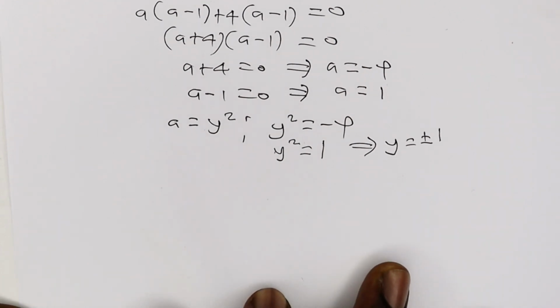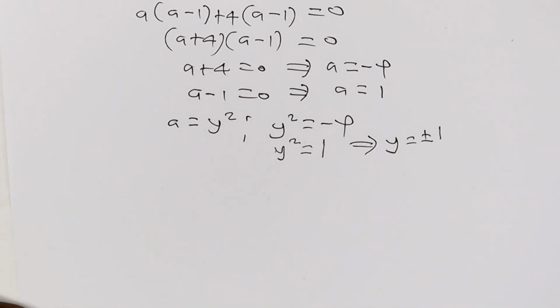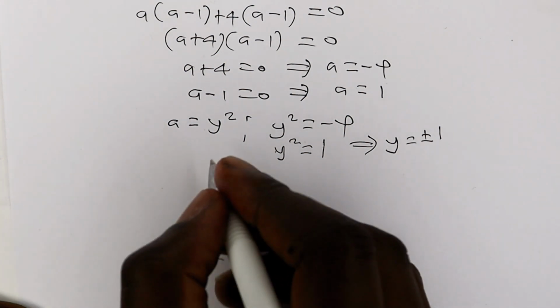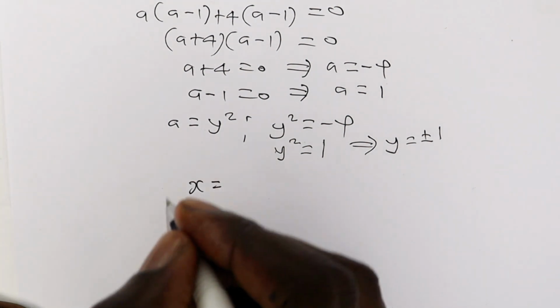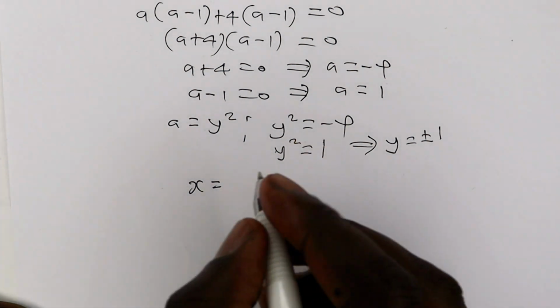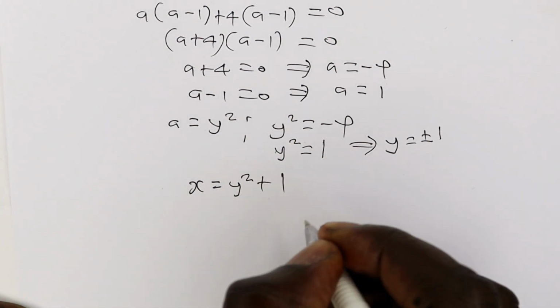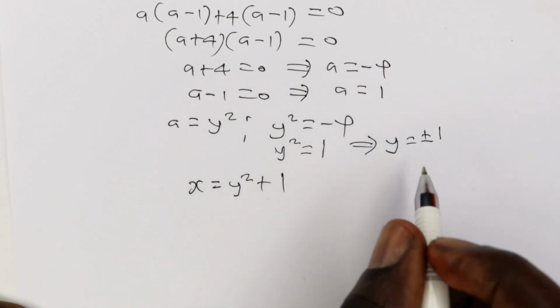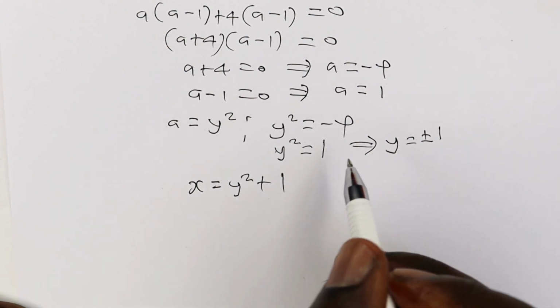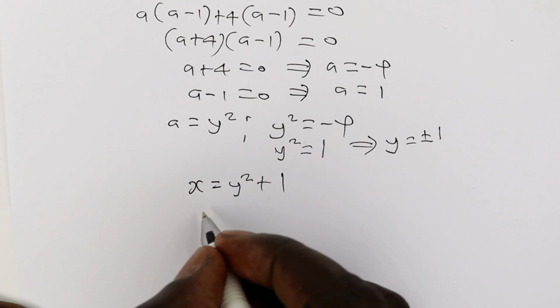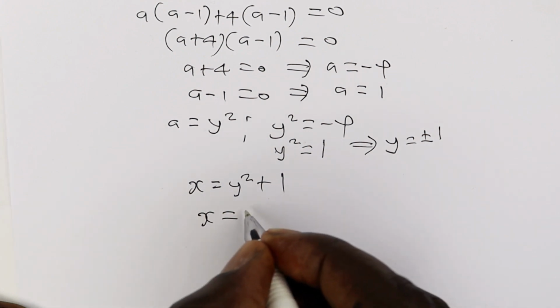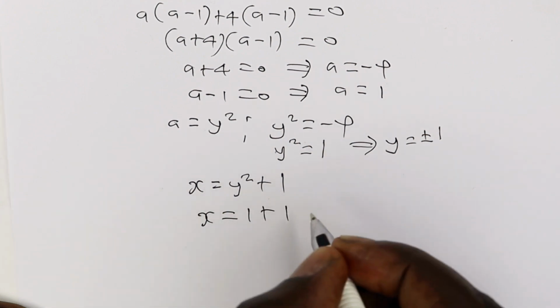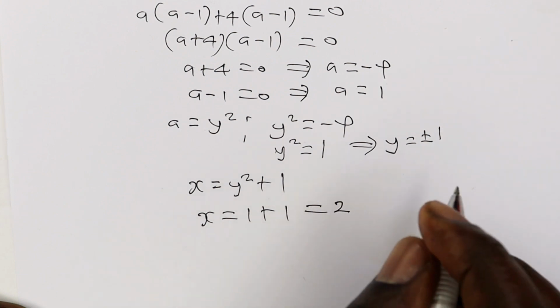We can now use that information to obtain x. Remember, we expressed x as y squared plus 1. Remember, y squared is 1. So it therefore means that x is 2. It will be 1 plus 1, which is equal to 2.